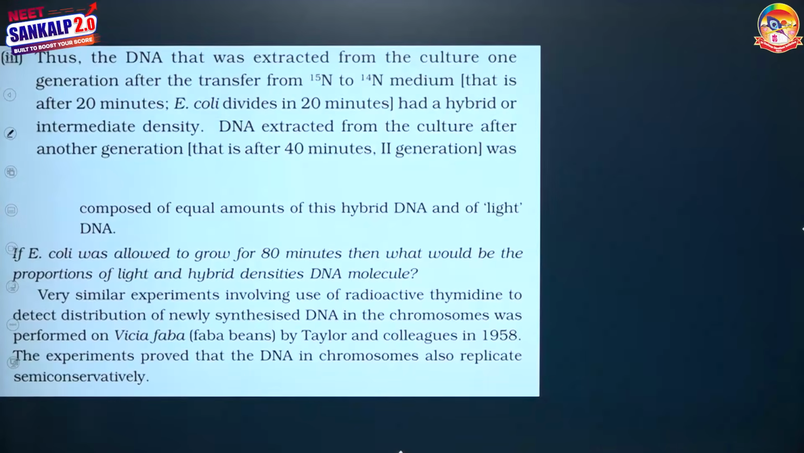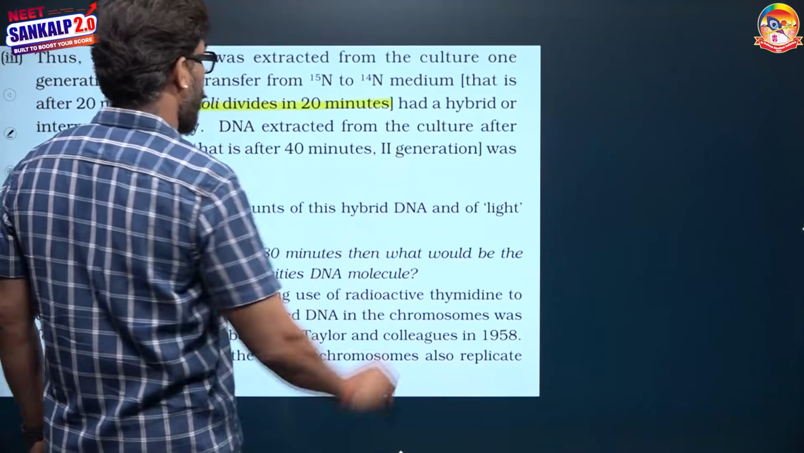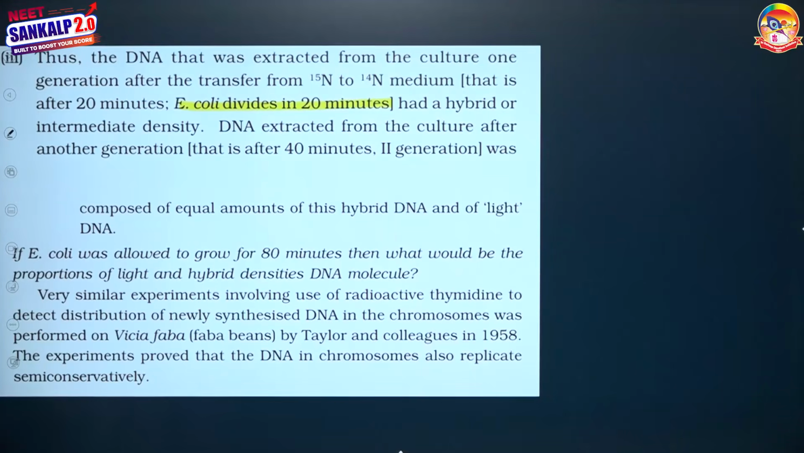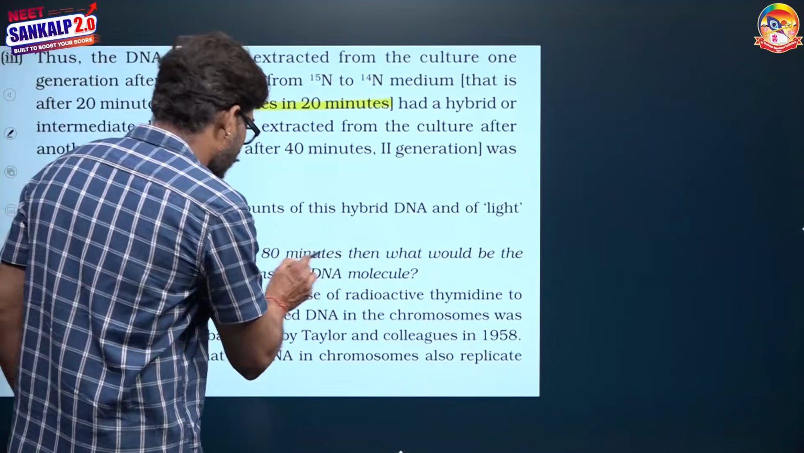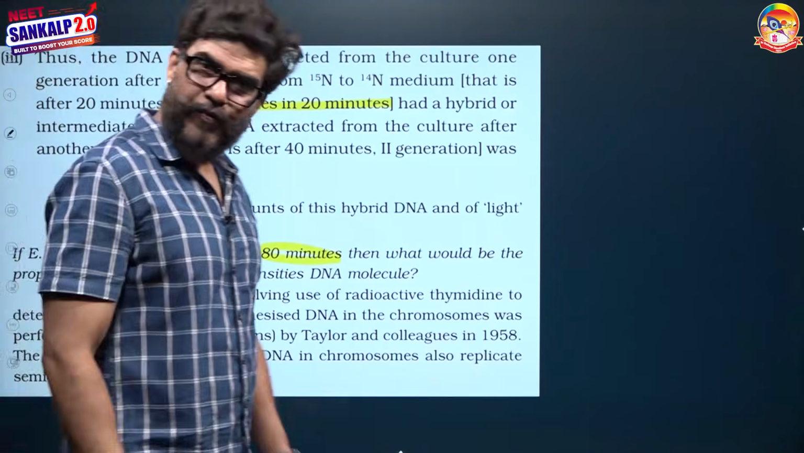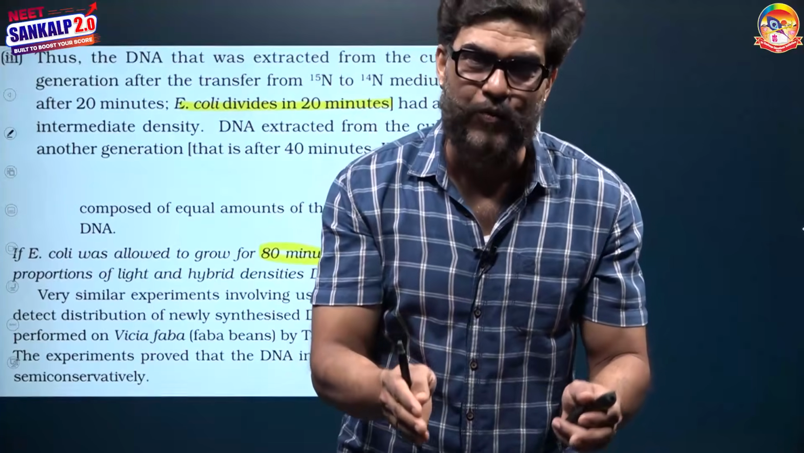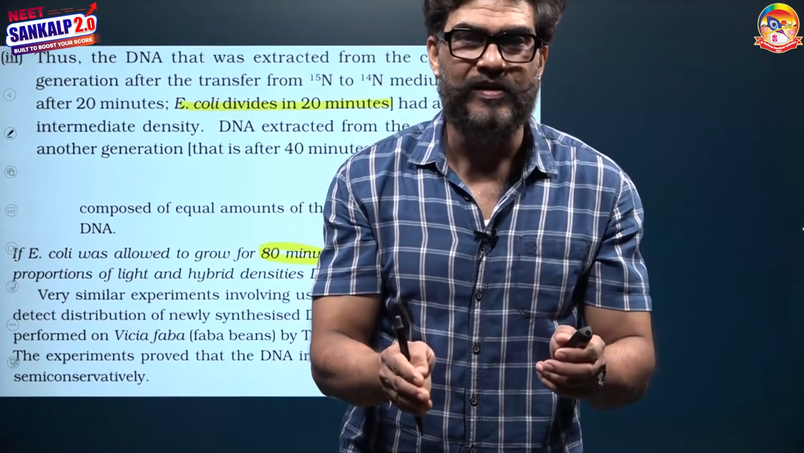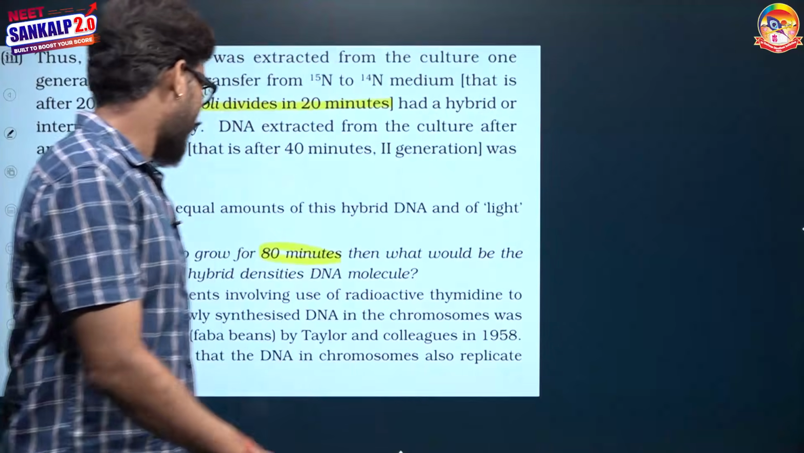Thus the DNA extracted from the culture one generation after the transfer from 15 to 14, after 20 minutes, all had hybrid DNA, because E. coli divides every 20 minutes. DNA extracted after another generation, 40 minutes, was composed of equal amounts, 1:1, of hybrid and light DNA. If E. coli was allowed to grow for 80 minutes, it means 16 E. coli will form. So 14 DNA would be light, 14, and 2 DNA would be hybrid.